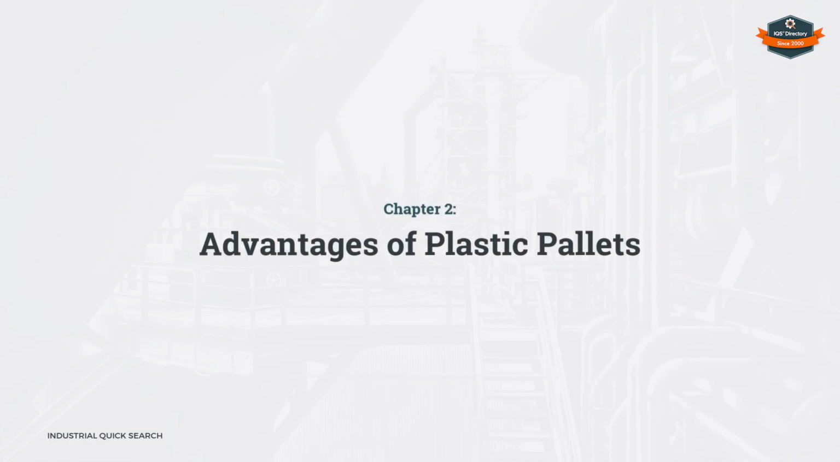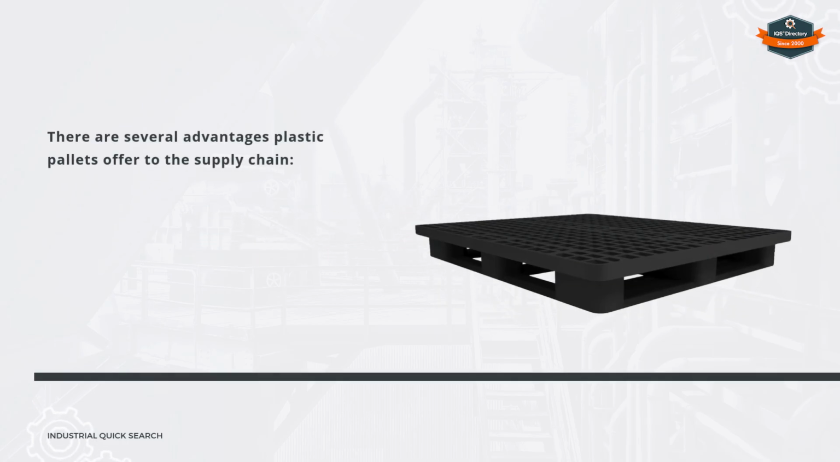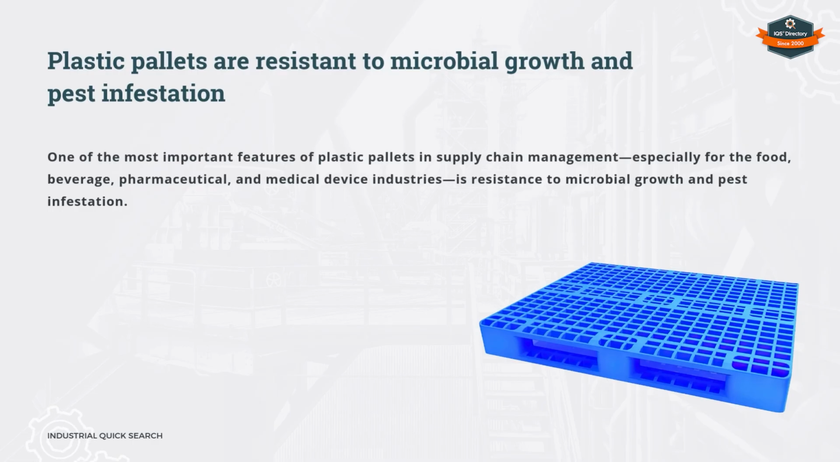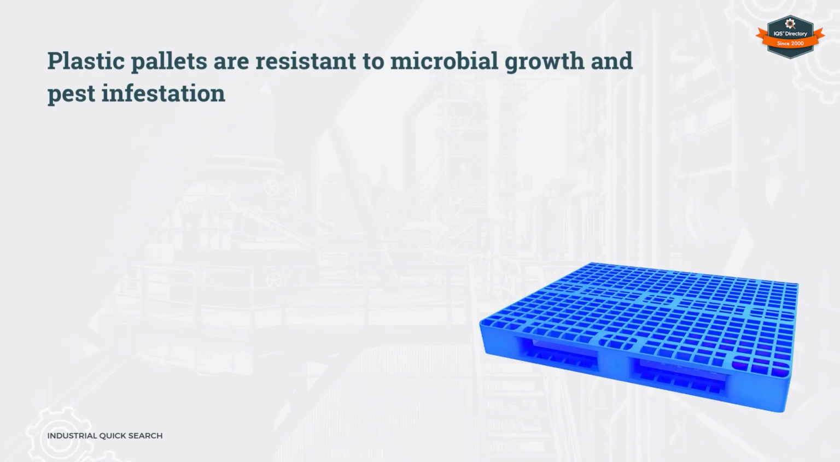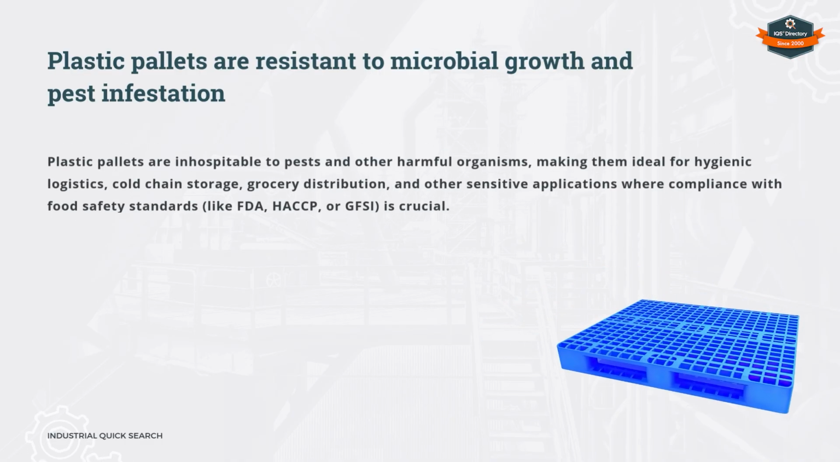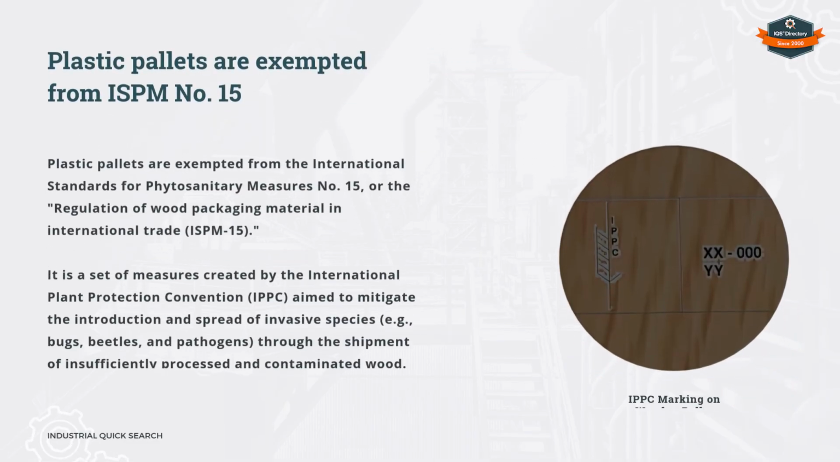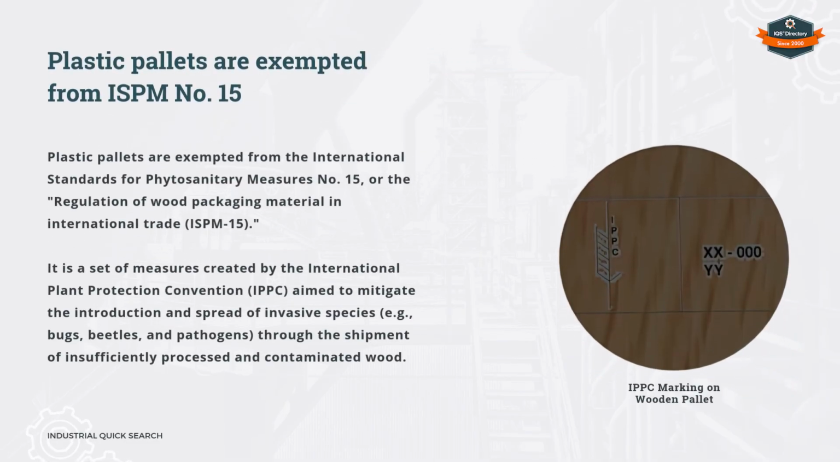Chapter 2. Advantages of plastic pallets. There are several advantages plastic pallets offer to the supply chain. Plastic pallets are resistant to microbial growth and pest infestation. Plastic pallets are exempted from ISPM number 15.